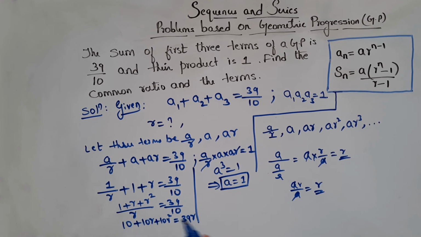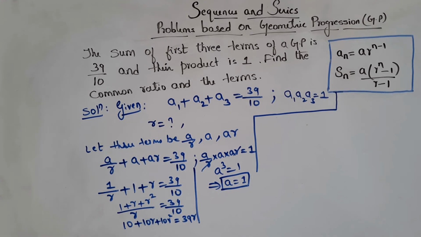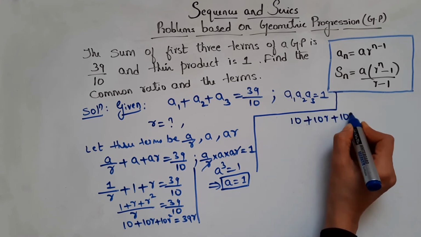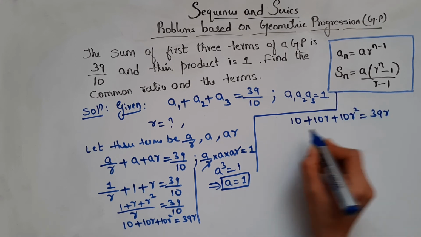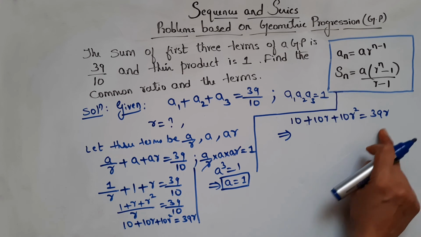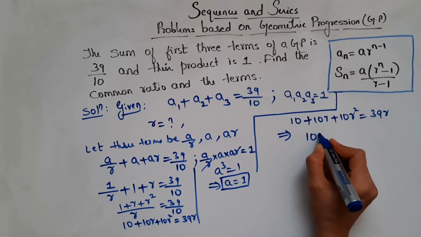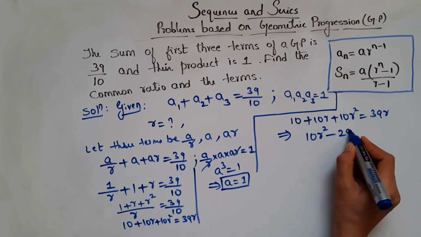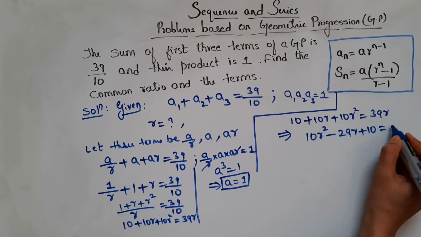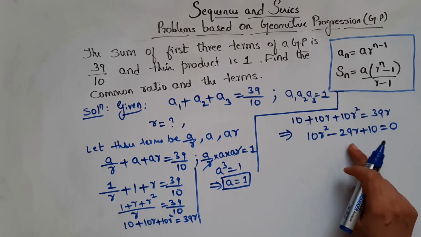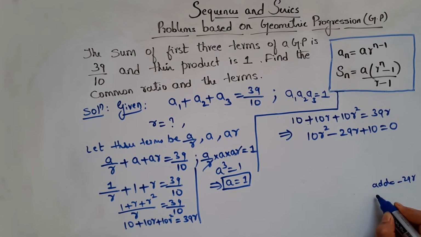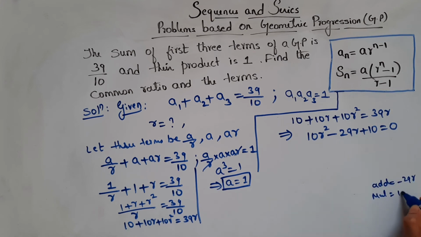So let's simplify this. The equation we have is 10 plus 10R plus 10R square, which is equal to 39R. This implies we will bring this R to the left hand side and rearrange. So 10R square, 10R minus 39R will give you minus 29R, and we have plus 10 equal to 0. So now we have a quadratic equation. Let's solve this quadratic equation. When you add you have to get minus 29R, and when you multiply you have to get 10 into 10 is 100, so 100R square. So we have to find those two numbers.